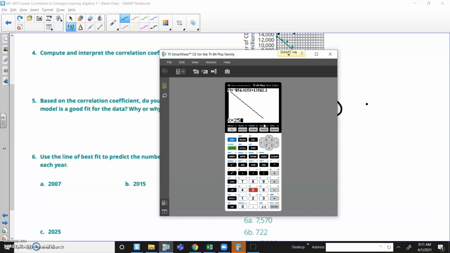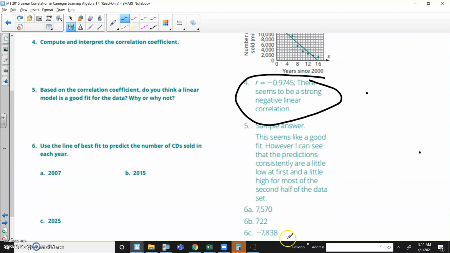And then 25, well, that's way in the future. That may even be when it's negative. Let's use the table feature to go to when x is 25. I had to change my window. That's why it didn't like that. I had a window that was closed. It looks like I went too far because it's lagging. Basically, you get negative 7,838. That's because it's predicted by 2025 that you won't be selling CDs anymore.